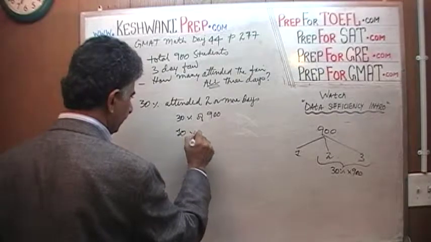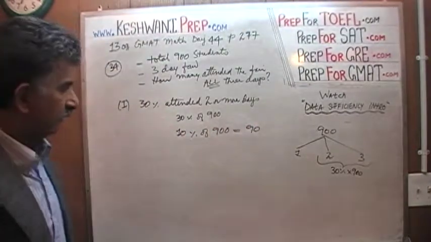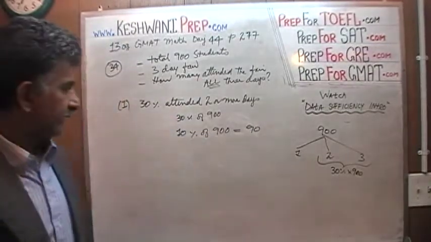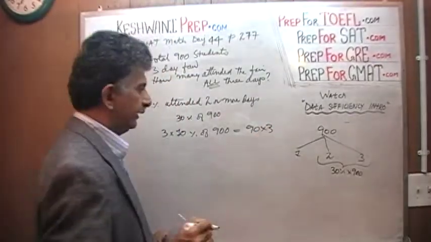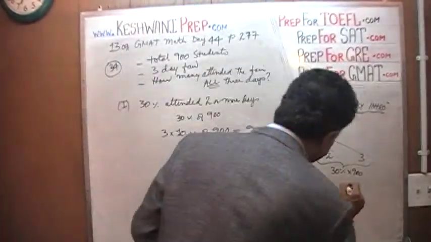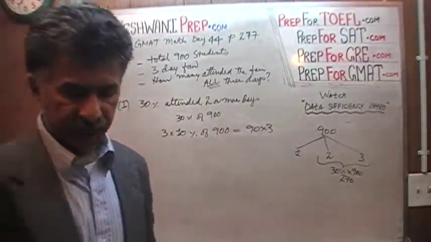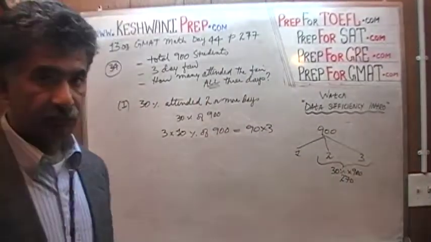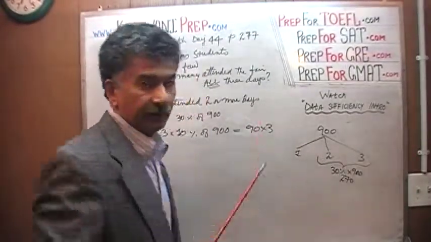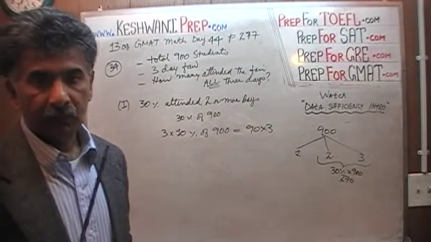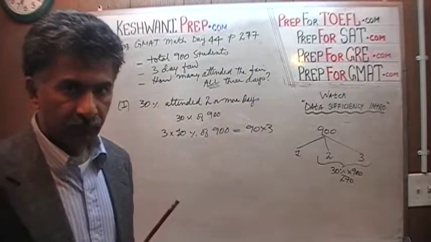We know 10% of 900, of course, is 90. You just have to knock out a 0. Therefore, 30% is going to be 3 times the amount. 90 times 3 is 270. So all we know from the first statement is that 270 students attended at least 2 days or all 3 days. 270 students out of 900 went to the fair 2 days or all 3 days.